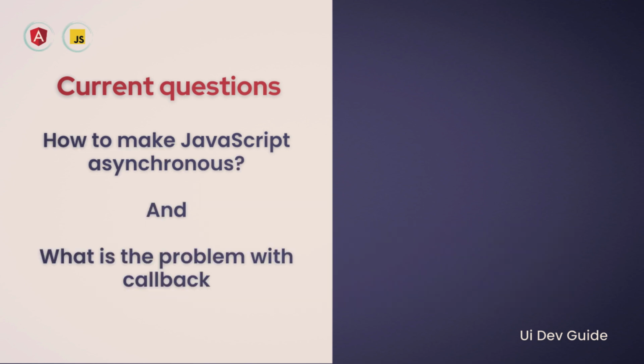Is JavaScript synchronous or asynchronous? Synchronous only. And how can we make it asynchronous? By using promise or by using async await. Sometimes we can use callbacks also. So what is the problem with callbacks?